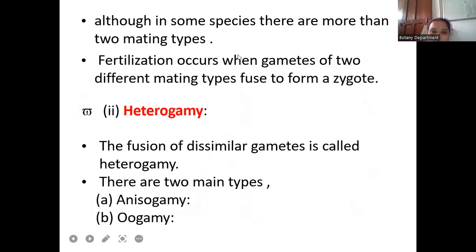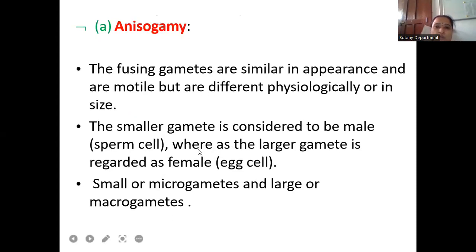This one is isogamous, and the second one is heterogamous or heterogamy type. Here the fusion of dissimilar gametes is called hetero. Hetero means 2 different gametes are produced. These also have 2 types, main 2 types. One is anisogamy. The second one is oogamy. What is anisogamy? The fusion of gametes of similar appearance that are motile, but they are physiologically different in size.